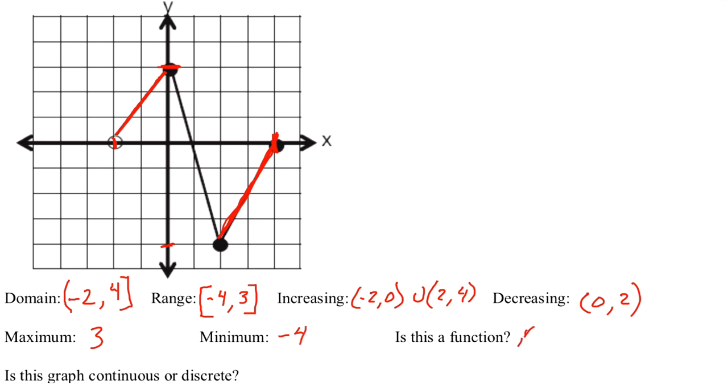Yes, this is a function, and we know it is a function because it passes the vertical line test. No matter where I draw a vertical line, it will only intersect that graph in one point. Therefore, it is a function, and the graph is continuous.